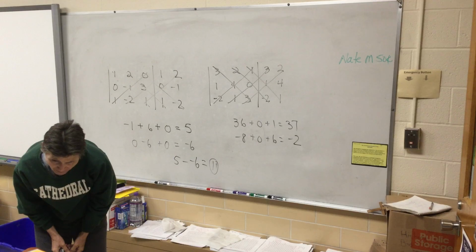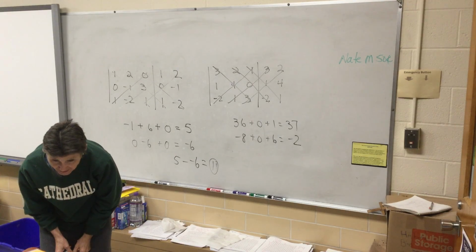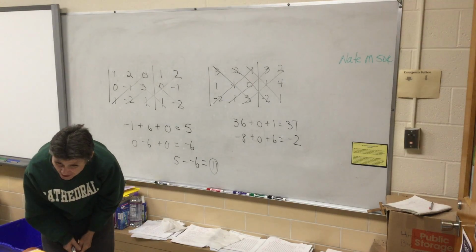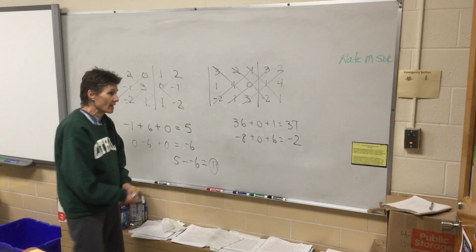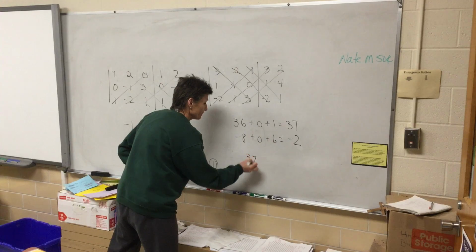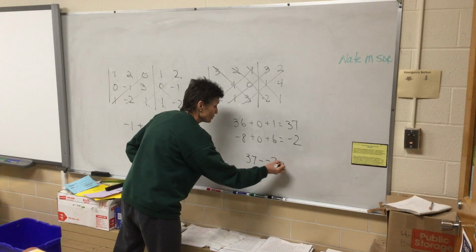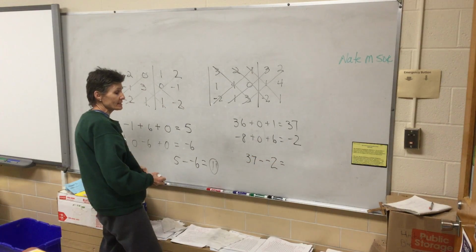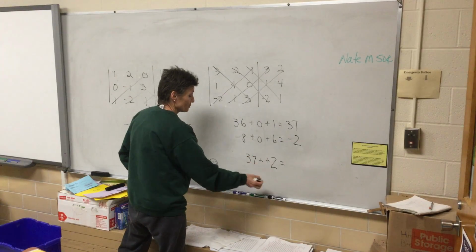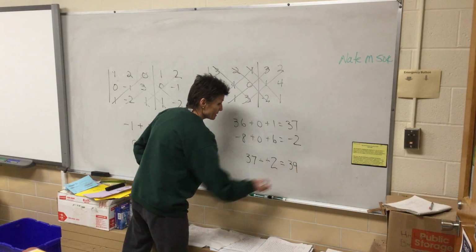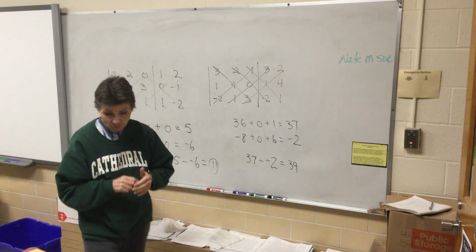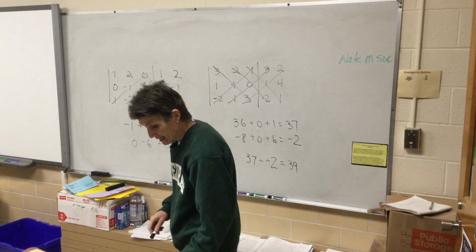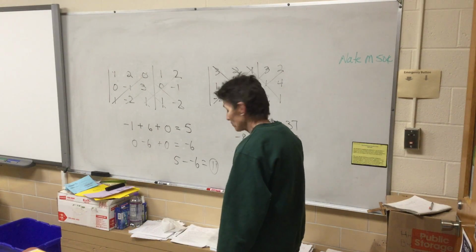Does anybody remember what I do now to get my final answer? What do I do with those two numbers? You subtract them? I do subtract them. So it's 37 minus negative 2. Well, 37 minus negative 2 is 39. So the answer, the final answer, after all that work, the final answer is going to be 39.